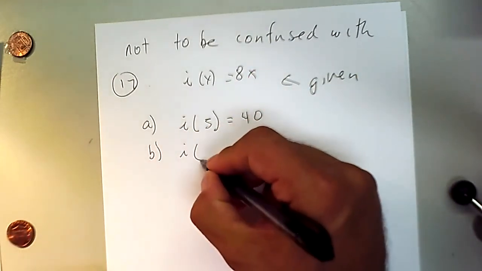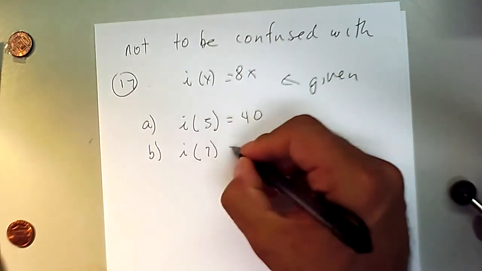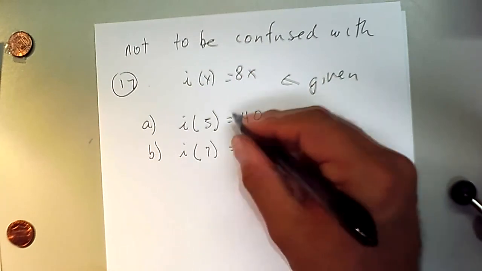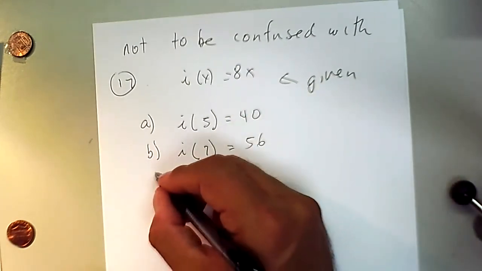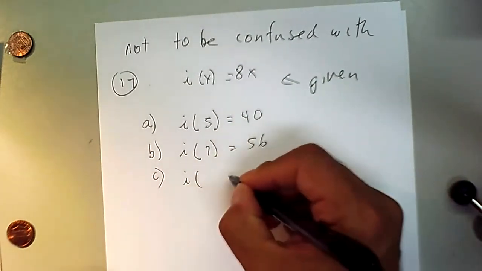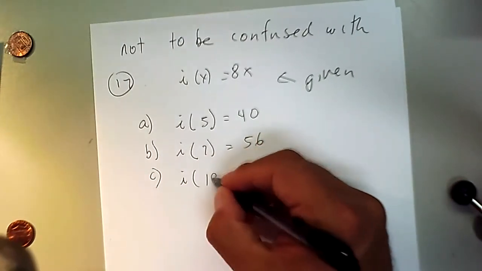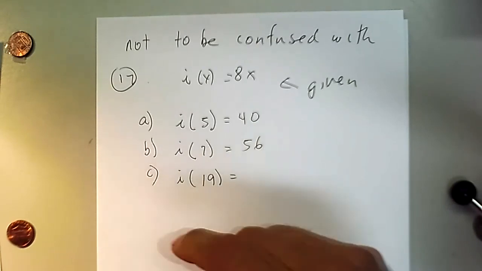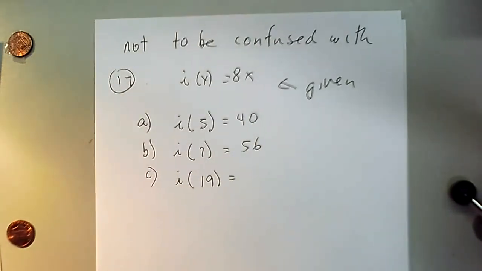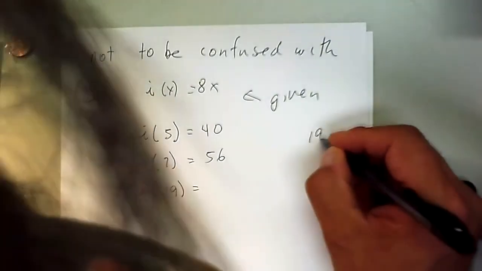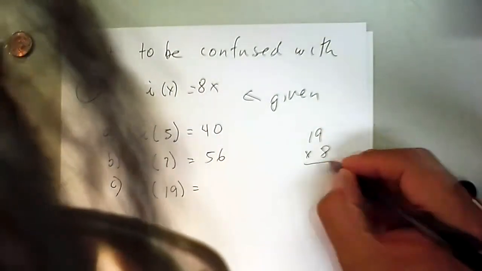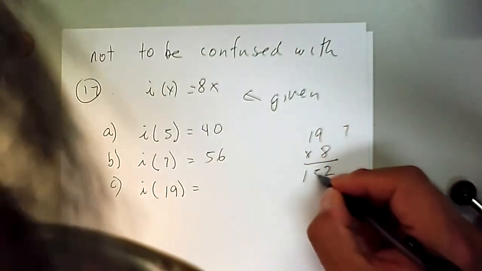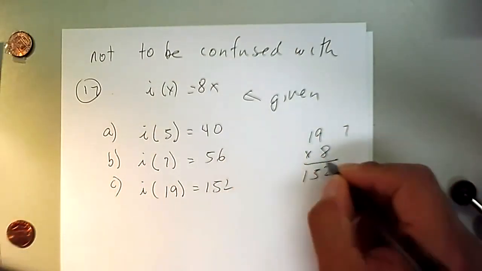i of 7. That's the one that always gives me problems. 7 times 8 is 56. i of 19. Oh, why did I pick 19? Well, 19 times 8, 72, carry 7, 152, if I didn't do this incorrectly.